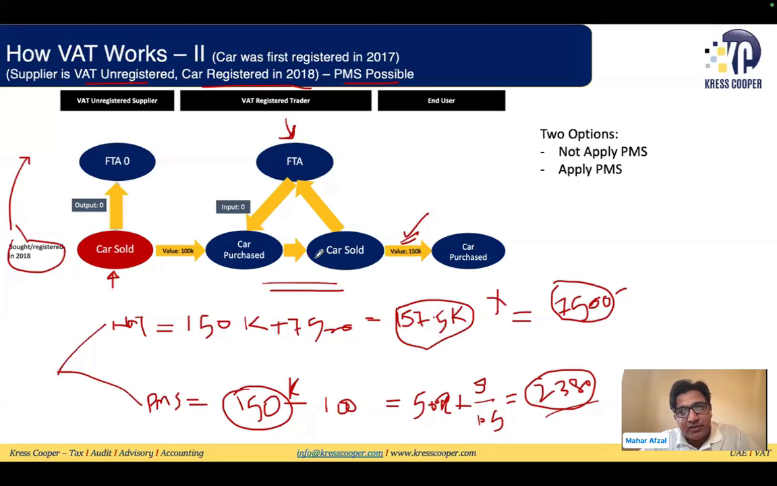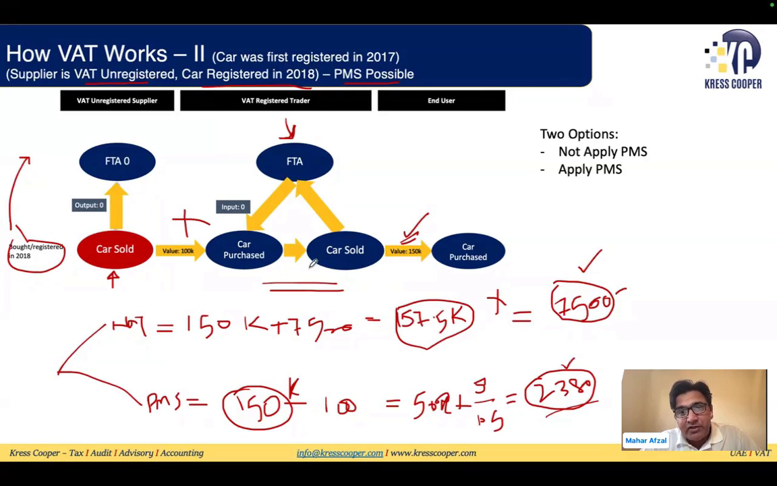50K is the value addition. Principally, 50K is the value addition, but on this they don't have any input tax. Then that amount will go to the government, 7500. Government will be collecting 7500. In this case, how much will be going in the pocket of the government? 150K less 100K, 50K, so 2380.